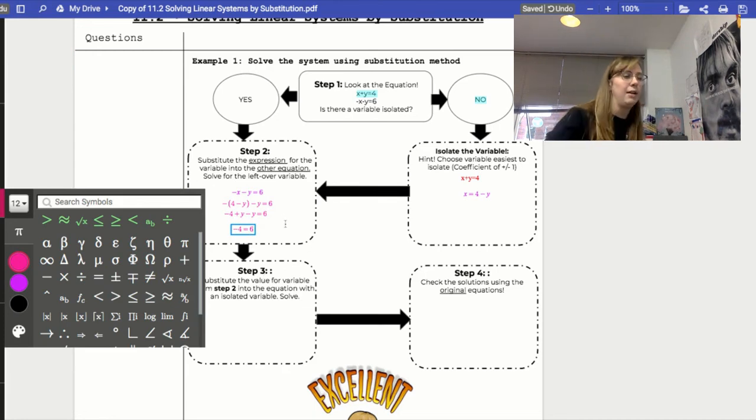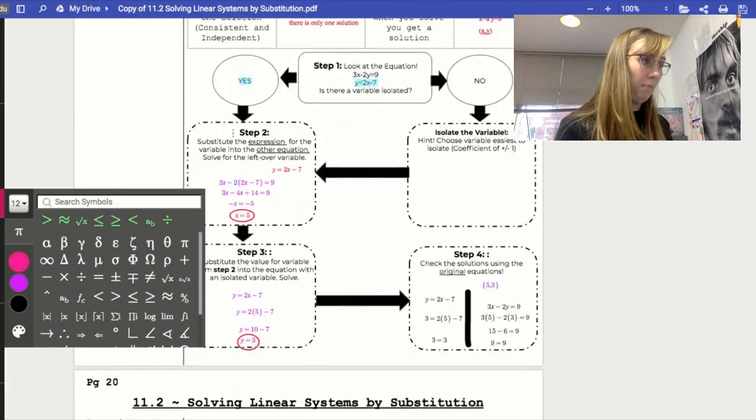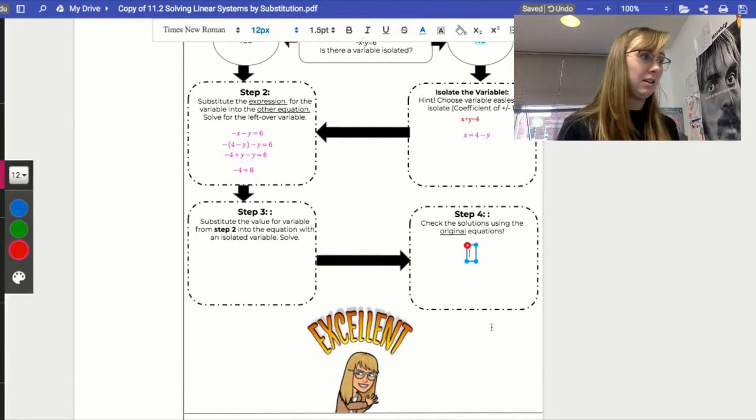So right away, negative 4 equals 6. That is actually not a solution, right? Negative 4 and 6 are not the same number. So if I go back up here, since they're not the same number, this means that this system has no solution. So right here in the answer section, I'm just going to type no solution, because again, negative 4 and 6 are not the same number. So this one is going to have no solution.